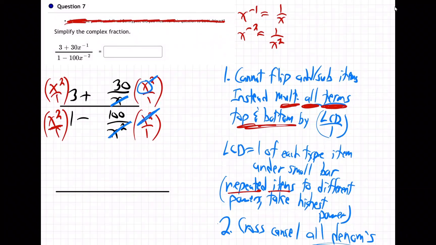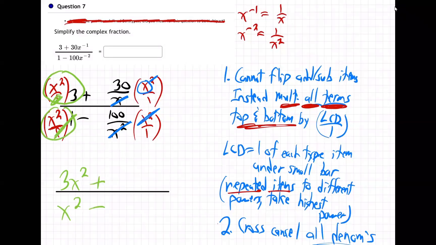What do we have in the next line? Well, let's take it piece by piece right here. This x squared, this 1 isn't doing anything, so it's just going to be 3x squared. The 1 on the bottom is useless. Same thing right here. These ones just go away. It's just x squared.